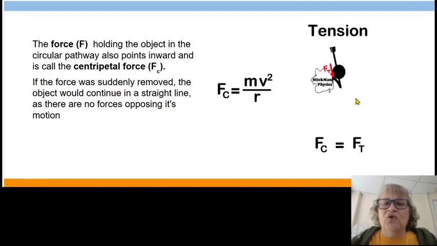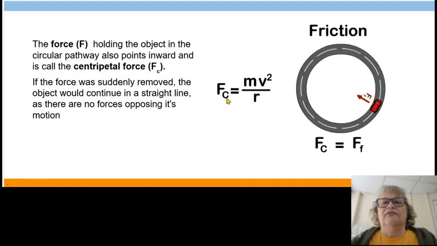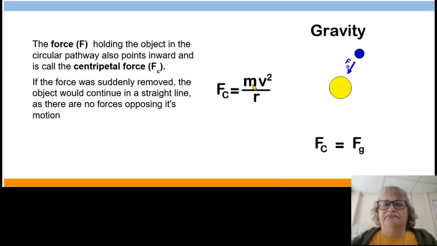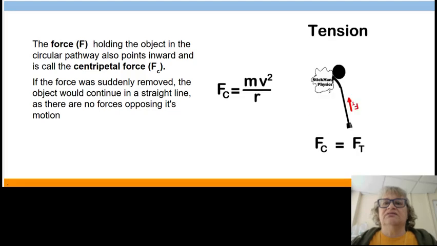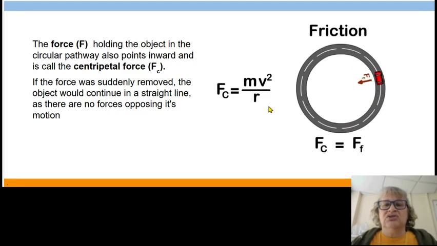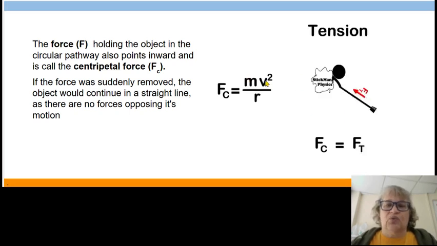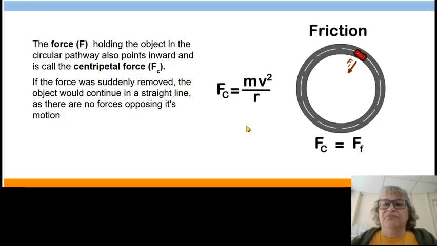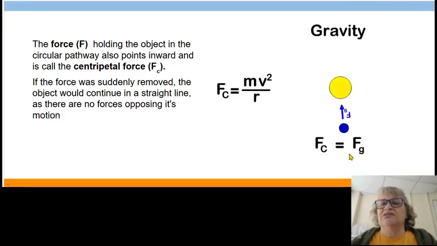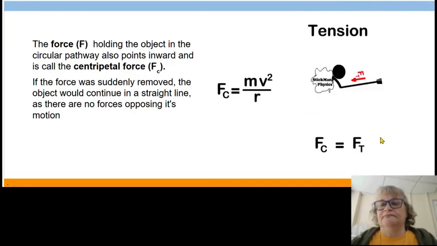For centripetal force, force is equal to mass times acceleration, and centripetal acceleration is v squared divided by r. So that means that the force is equal to the mass times the linear velocity squared divided by r. In our picture, it's just showing the different forces that are causing the rotational motion.